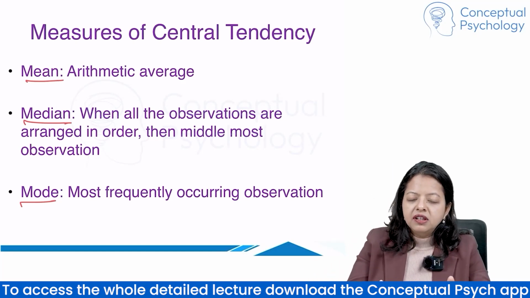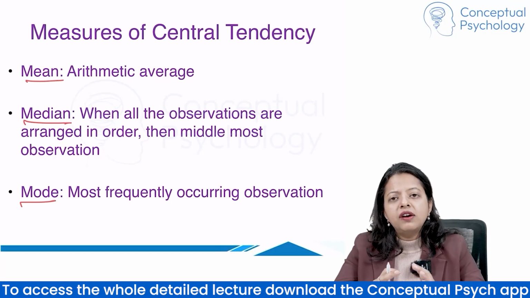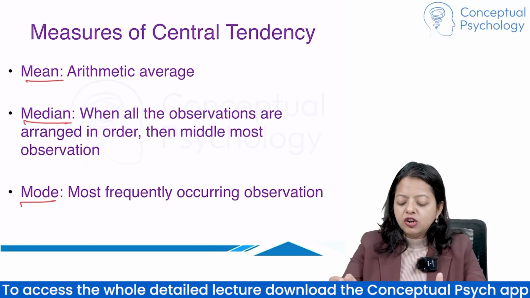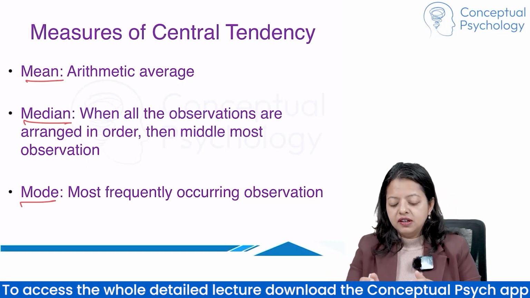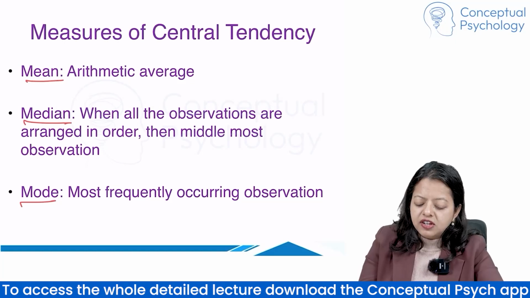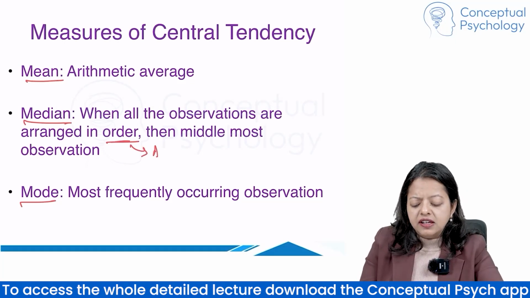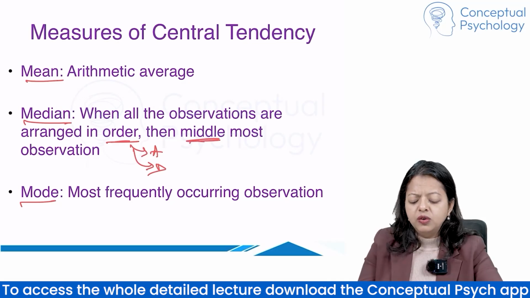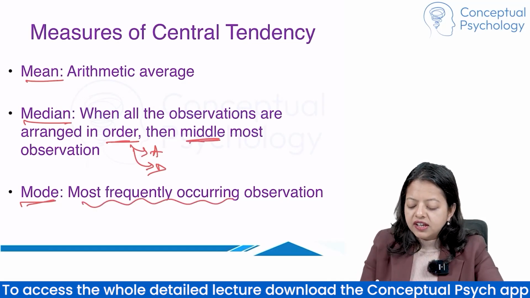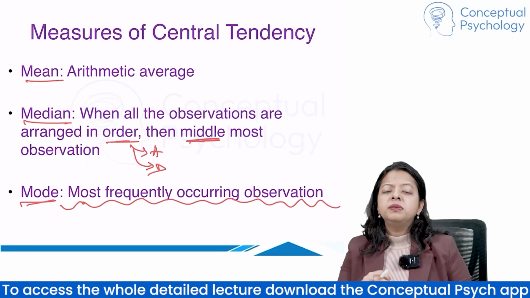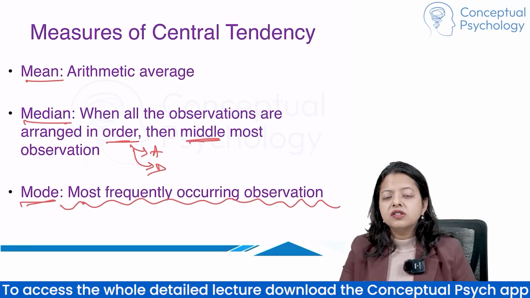Median is, let us suppose you have 10 observations and you arrange them in ascending or descending order, and then the middlemost value is the median. When all the observations are arranged in order, either ascending or descending, the middlemost value is the median. And mode is the most frequently occurring observation. Mode is the number which repeats itself in the set of observations.